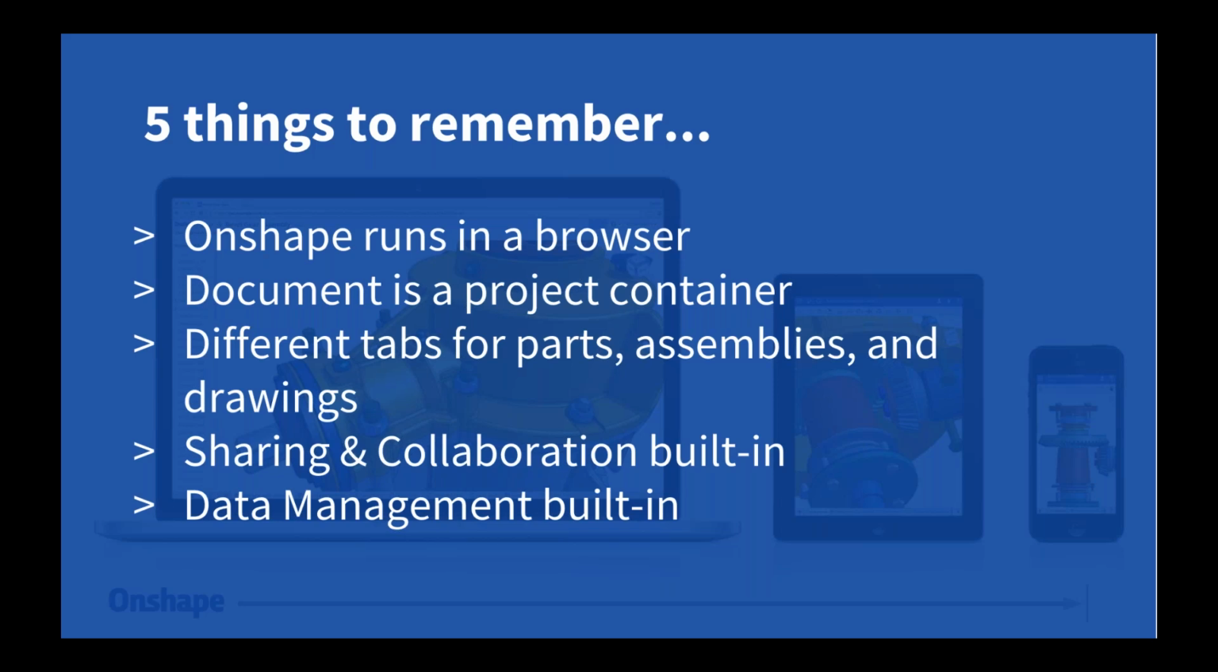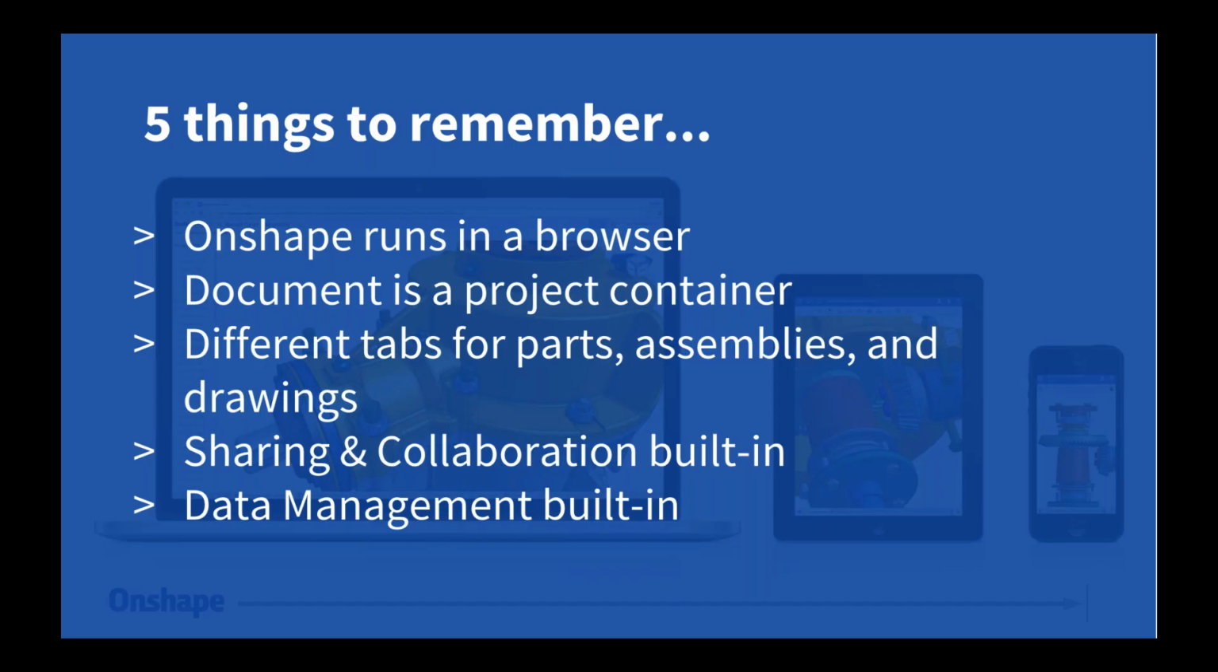The next thing I want to mention is a document in Onshape is a project-level container. I think for new users getting started, it's easy to think of a document as a single model, but it's not. A document can have hundreds of parts, as many sub-assemblies and assemblies as you want, as many drawings as you want. Even imported files can be stored in a document.